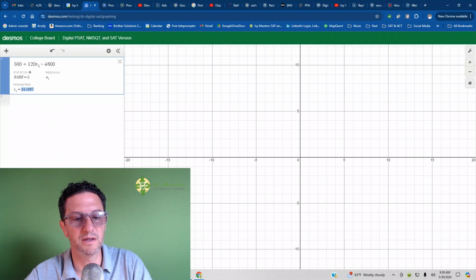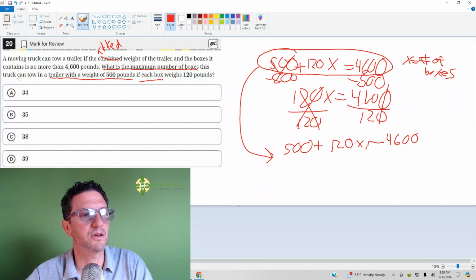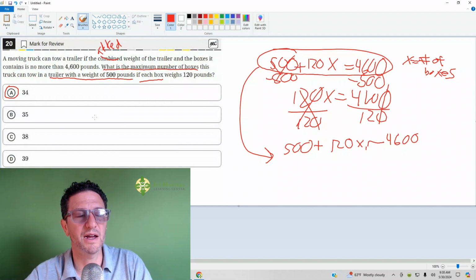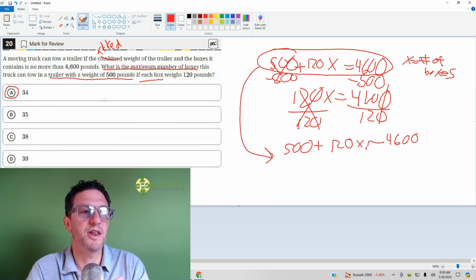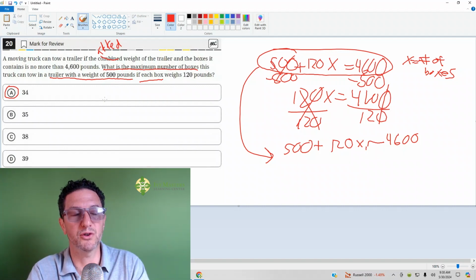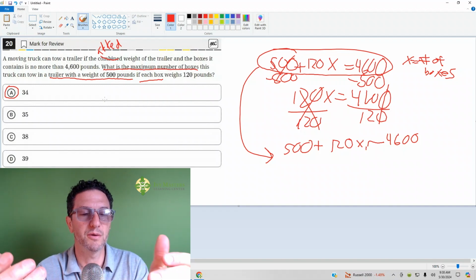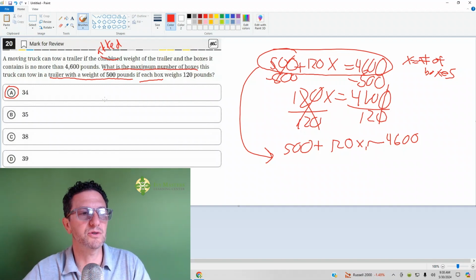34.16 repeated. What's that closest to? Answer choice A, 34. Now, our answer wasn't exact. And actually, I kind of misspoke when I said what's it closest to, because it's really not what it's closest to, because it's the maximum weight. So even if it said 34.9, the answer would still be 34, because 35 boxes would be too much weight for the trailer to bear, or the moving truck to bear. So the correct answer is 34, answer choice A.